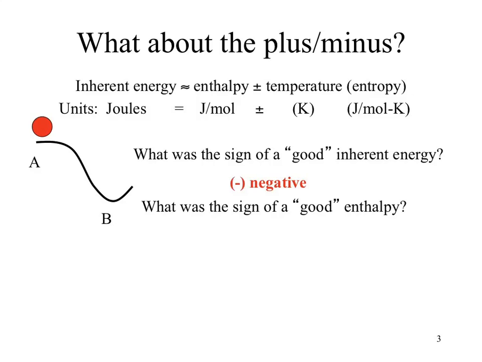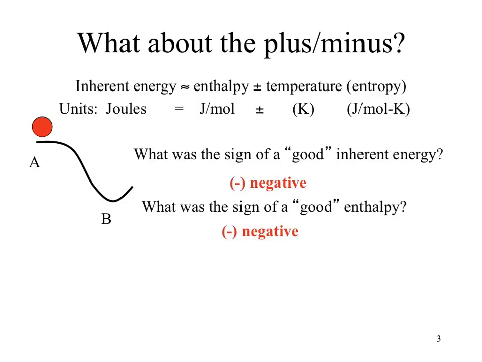So remember, our inherent energy and enthalpy, we said, were directly tied almost immediately. And we ignored the entropy term altogether. So let's ignore temperature and entropy. What sign does our enthalpy have to be to generate a negative value for our inherent energy? It must also be negative. So a good enthalpy sign is also negative.